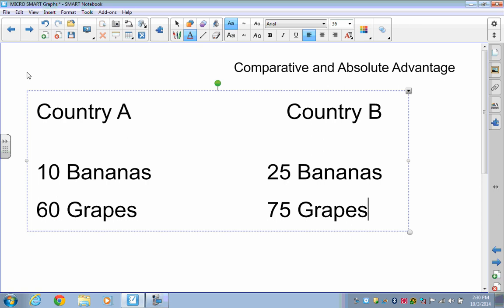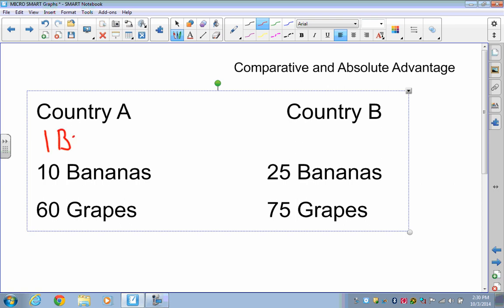So we know that we can break this down. Really quick, what does it cost country A to make 1 banana? 6 grapes. So the price of 1 banana in country A is 6 grapes. However, 1 banana in country B costs how many grapes? 3. Who can make bananas the cheapest? Country B. But let's go ahead and go on to grapes.